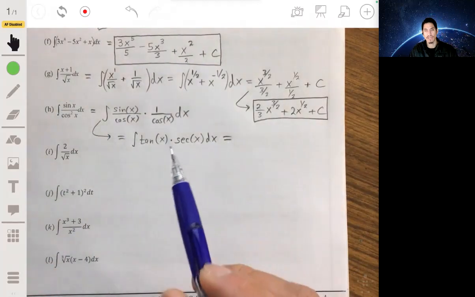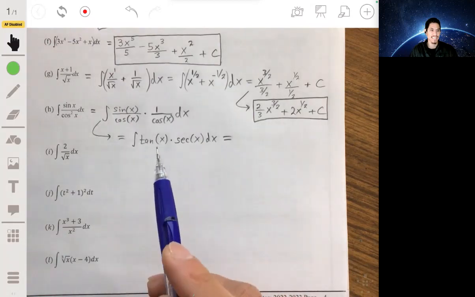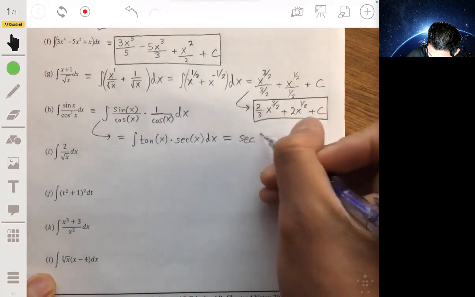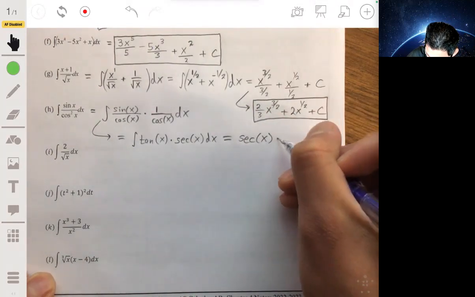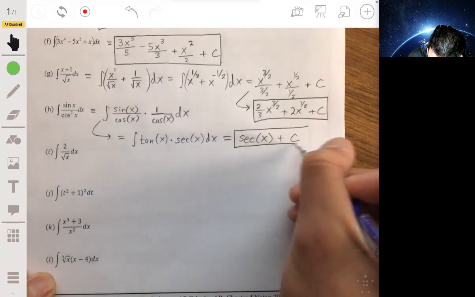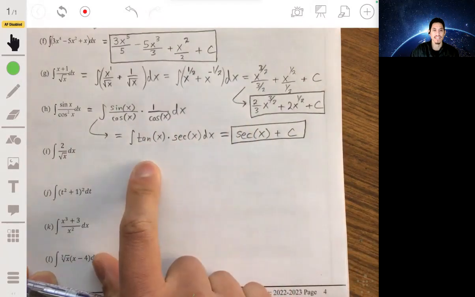And then if you have your derivatives down, you should know that this is actually the derivative of the secant of x. So then the answer would be the secant of x plus c. And that's because, again, if you take the derivative of the secant of x, you're going to get tangent of x times secant of x.